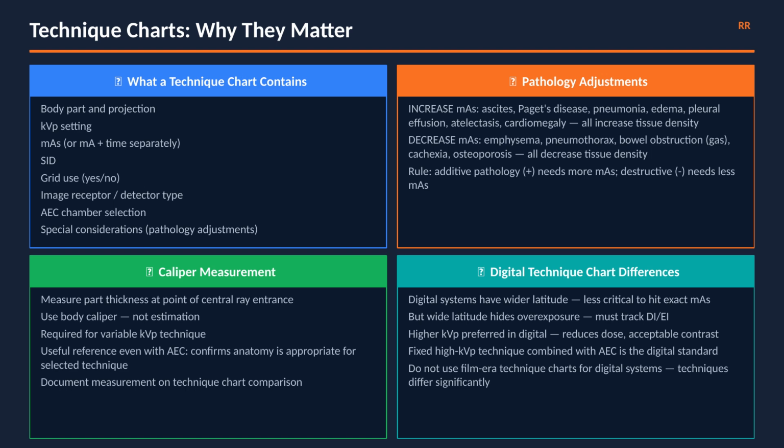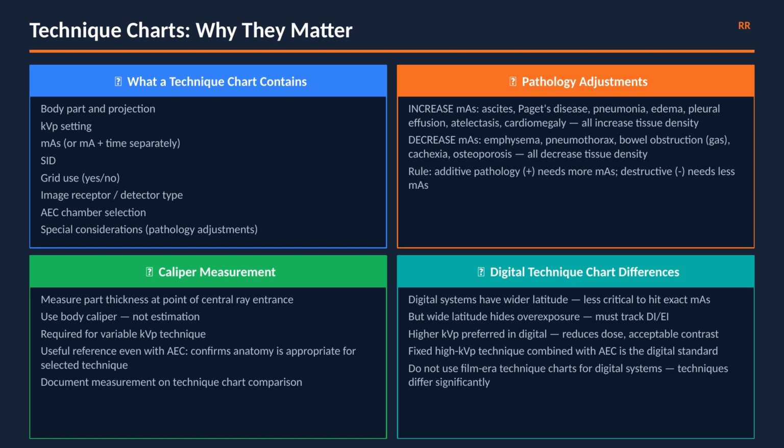Two categories. Additive pathologies increase tissue density and require more mAs: ascites, which is fluid accumulation in the abdomen, pneumonia, pleural effusion, atelectasis, Paget's disease, edema, cardiomegaly. All of these add density to the body part. The beam must work harder to penetrate.